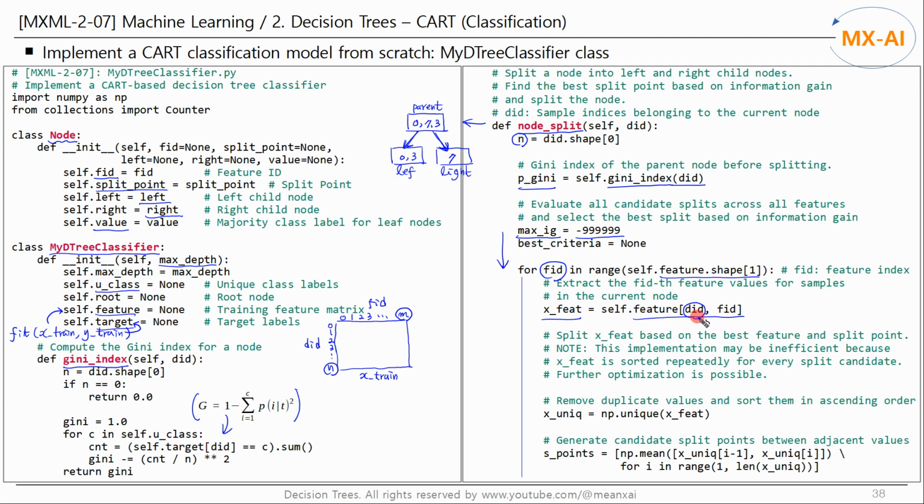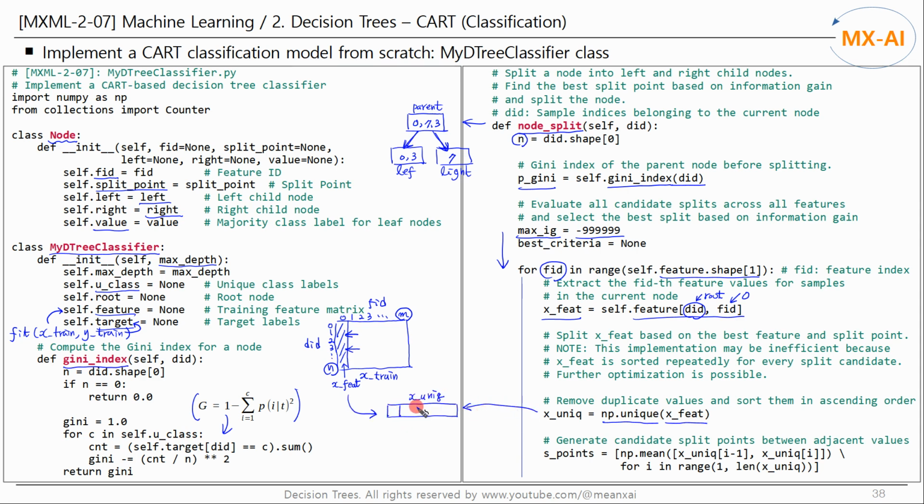If this is the list of data point IDs in the root node, and the feature ID is 0, then xfeat will be the following column vector. Now we need to find the best split point within xfeat. Remove duplicates from the xfeat vector and sort it in ascending order. This gives us the xUnique vector.